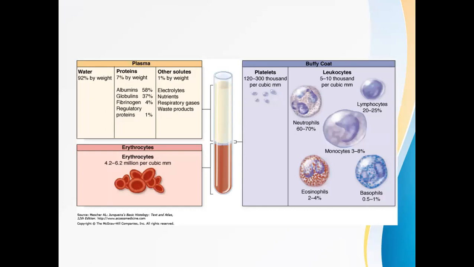Here, on centrifugation of blood, in the upper region, we will be looking at the plasma, which contains 92% water by weight, and it contains 7% proteins, out of which albumin has the highest composition, and it also contains some electrolytes, nutrients, and the respiratory gases too. And the middle layer consists of the buffy coat, which consists of platelets and the leukocytes, and the last part, that is dark red in color, contains erythrocytes or the RBCs.